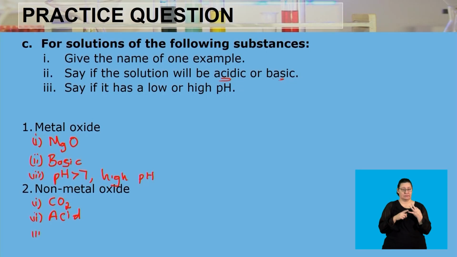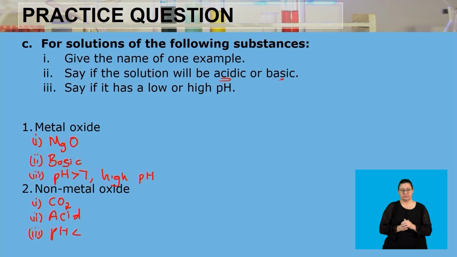And then number three, say if it is a low or a high pH. Obviously, all the acids have a pH that is less than 7. So we can start by saying pH is less than 7, which means it is a low pH. It has a low pH.